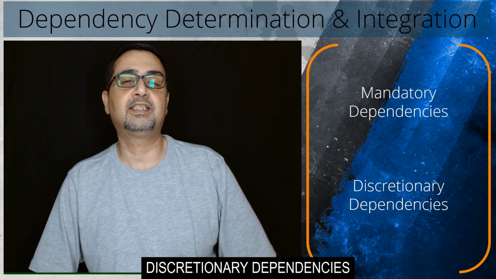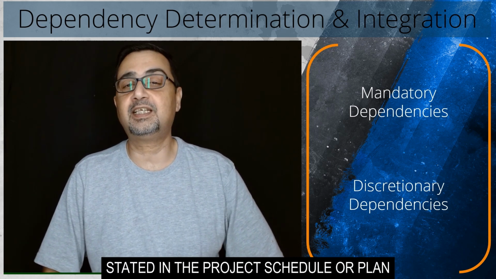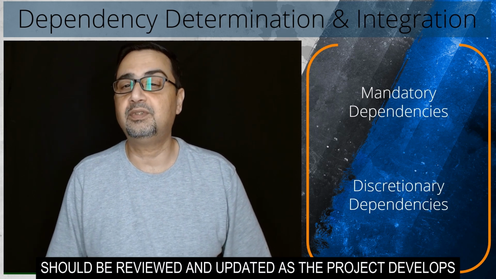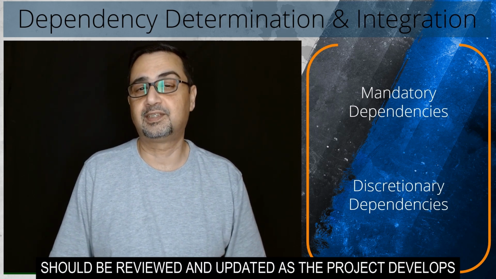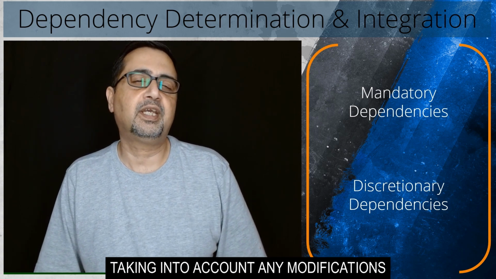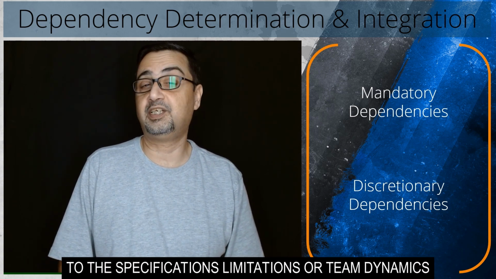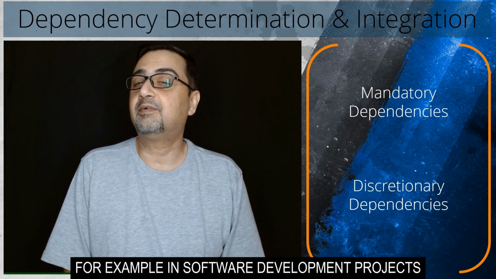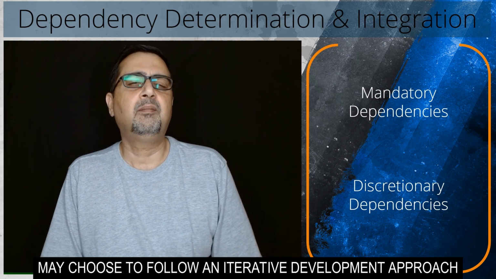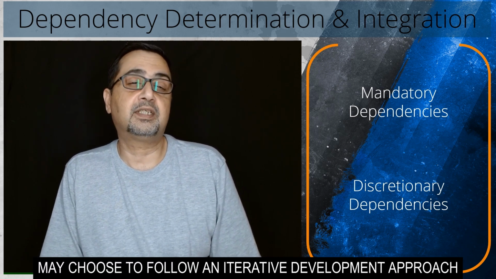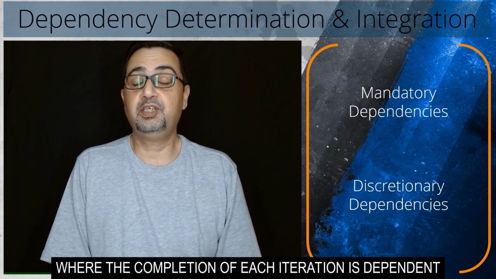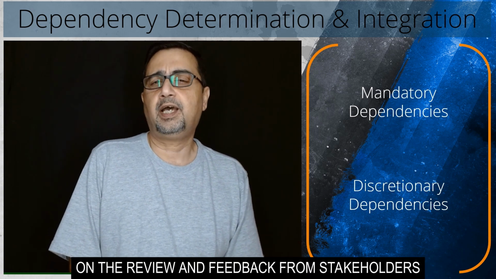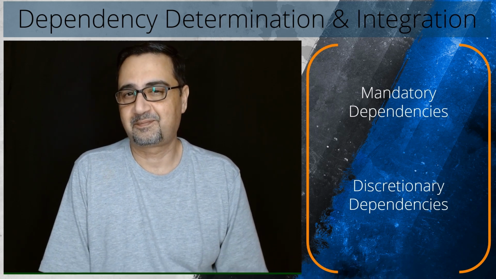Discretionary dependencies must be explicitly stated in the project schedule or plan. These dependencies should be reviewed and updated as the project develops, taking into account any modifications to the specifications, limitations, or team dynamics. For example, in software development projects, the team may choose to follow an iterative development approach, where the completion of each iteration is dependent on the review and feedback from stakeholders.